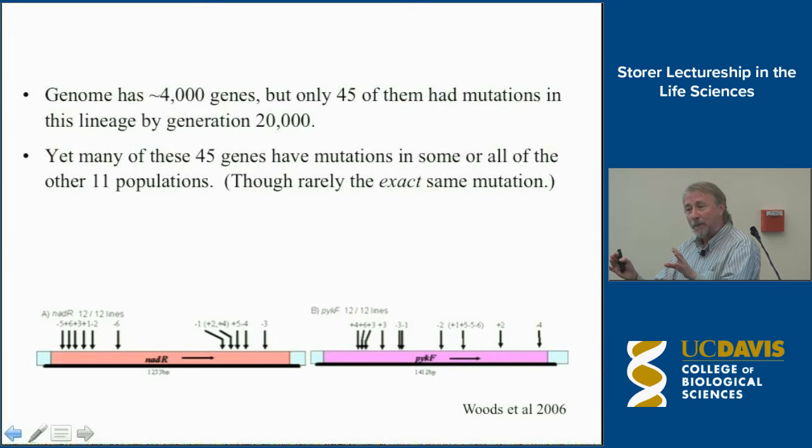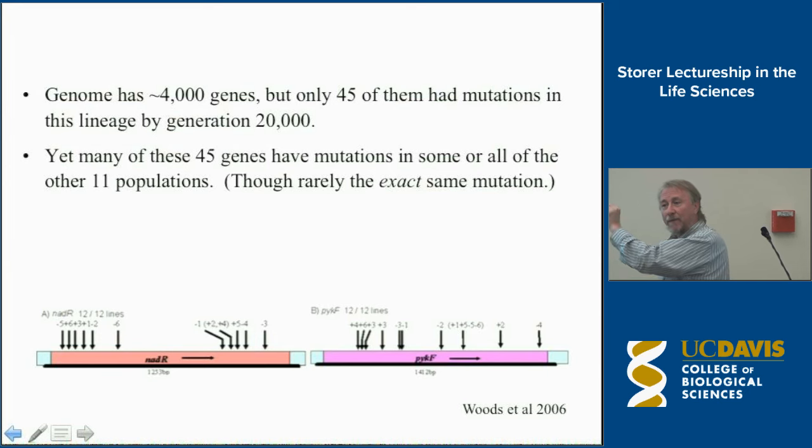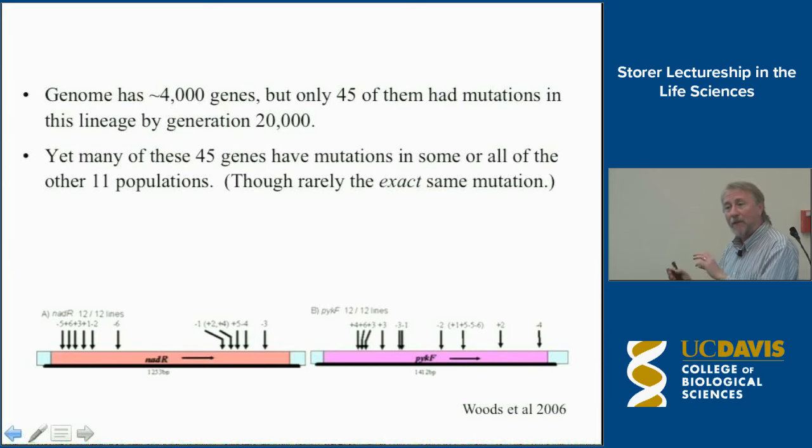Now, before it was possible for us to start sequencing all of the populations, what we could do was look at what's happening in genes where we found mutations in this population. What's happening in the other 11 populations? We found many cases where the genes that had a mutation in this population also had mutations in other populations. I'm showing just two extreme examples here where we found a mutation in population number one. Only about 1% of the genes have mutations, and yet 11 out of 11 of the other populations also had single mutational differences.